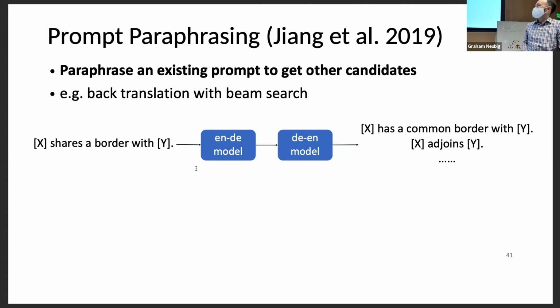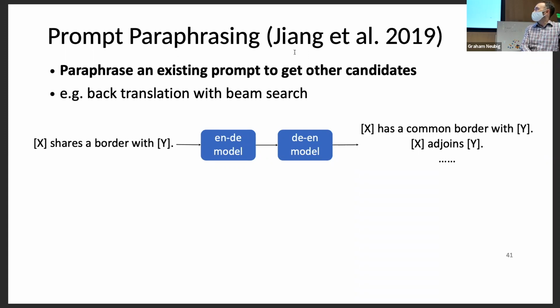Another thing that you can do is prompt paraphrasing. Let's say you have a halfway decent prompt that a human has created just based on their intuition, or a prompt that you mined. One thing that you can do is paraphrase them. And you could use basically any paraphrasing model that you want, a state-of-the-art model, to paraphrase sentences.